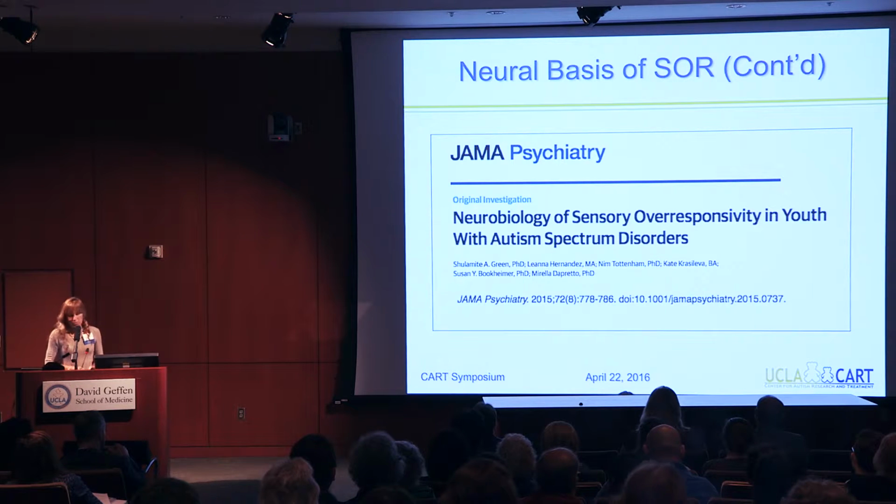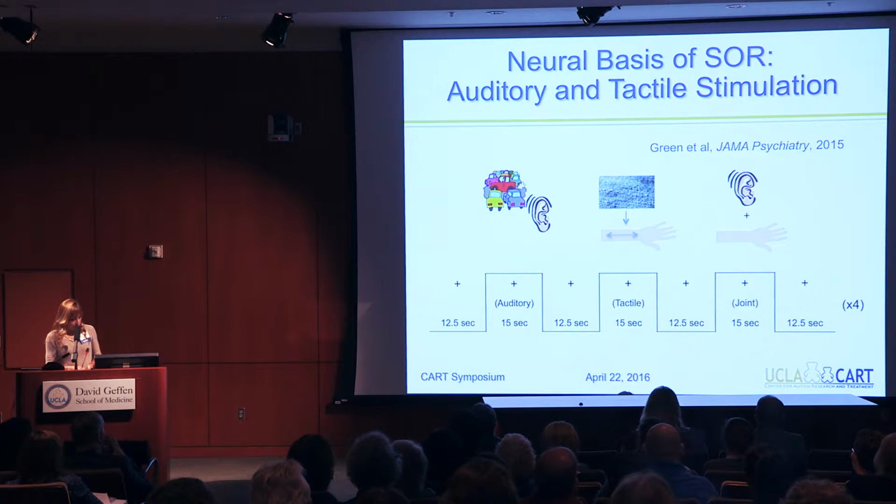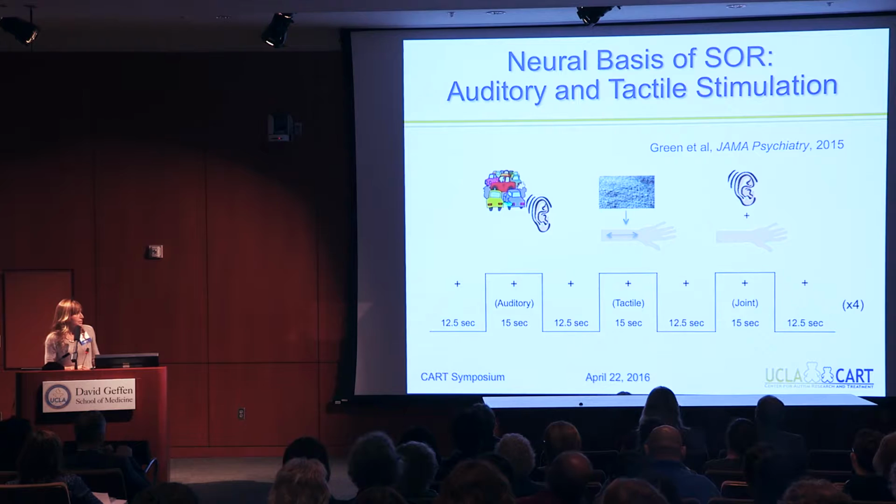Okay, but Shula did not stop there. She immediately thought about the next step, and this is a paper that came out already last summer. In this paper, she extended the prior work considerably by first looking at a different type of sensory stimulation that is known to be particularly discriminating between children who do have SOR versus children who do not. In one condition, she again had auditory presentation. This time it was not white noise, but rather a range of environmental stimuli like loud honking, etc.